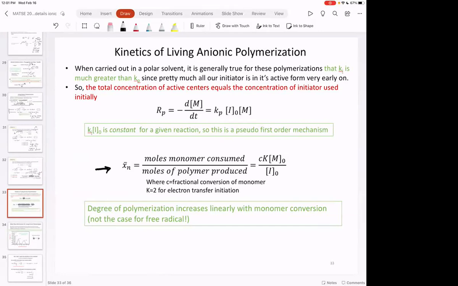So this is X bar N, the number average degree of polymerization: the initial monomer concentration, that's what the zeros mean, right? Our initial monomer concentration over the initial initiator concentration.